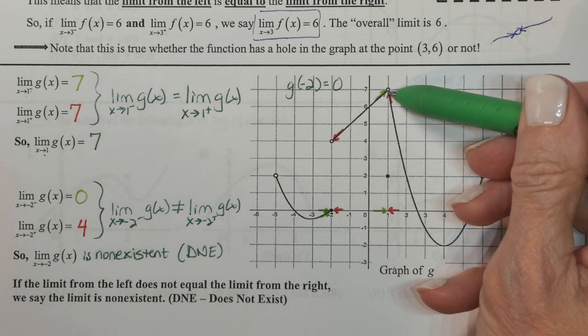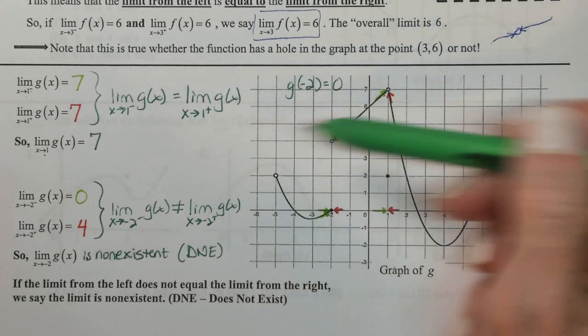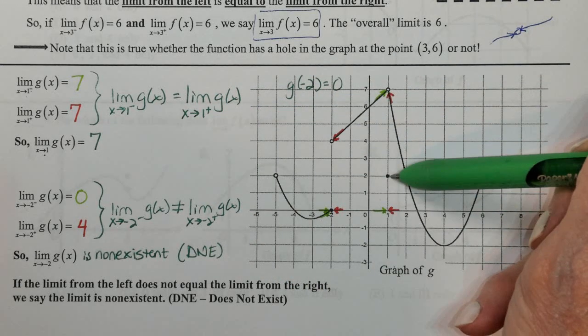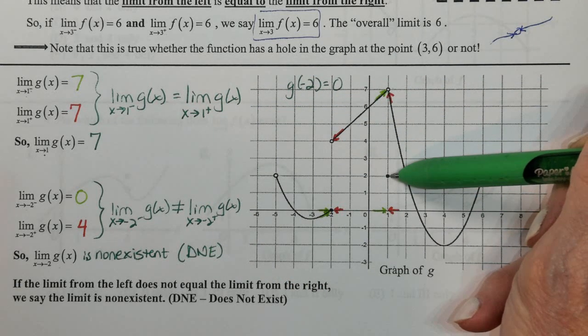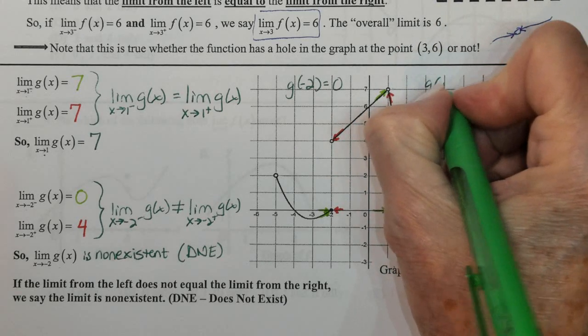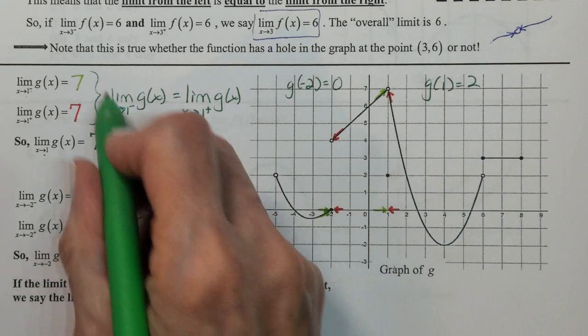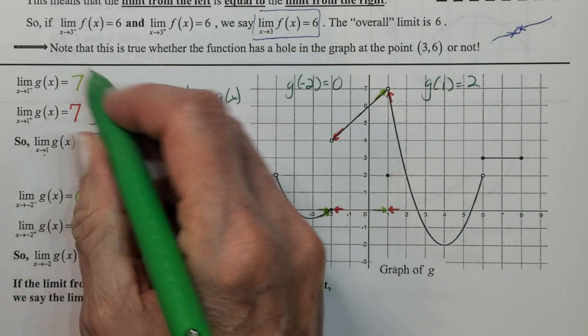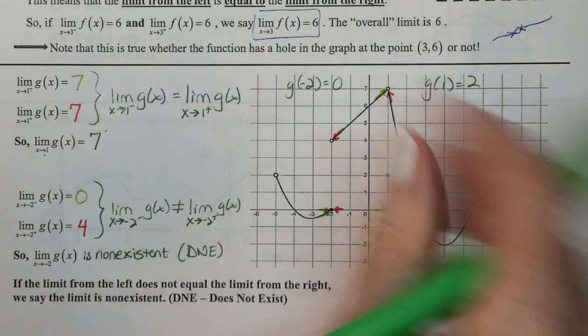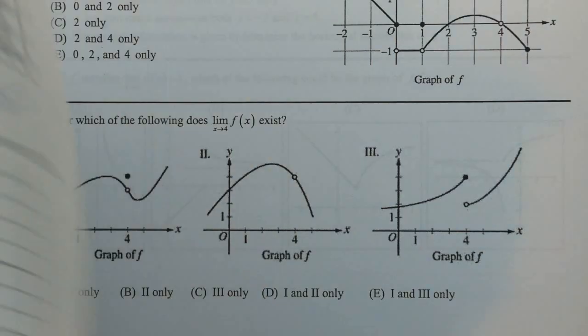Here, for our first problem, we got the overall limit to be 7. It did not matter where the point was. G of 1 is 2, but that does not matter when it comes to the limit. Okay? All right, let's do another one.